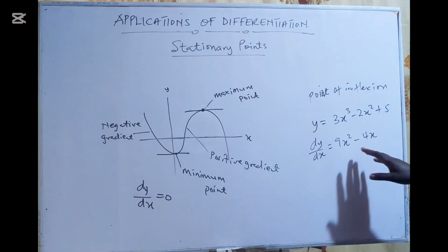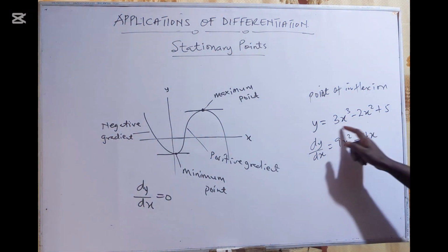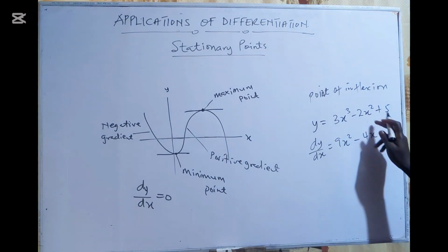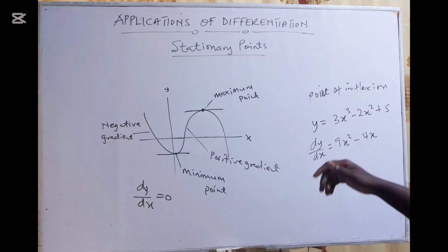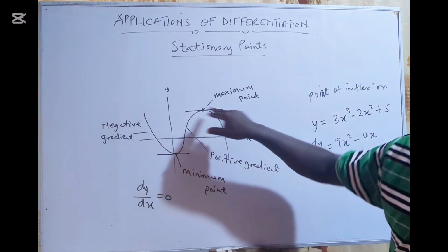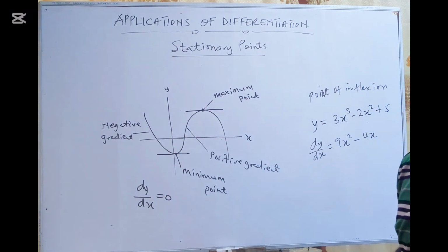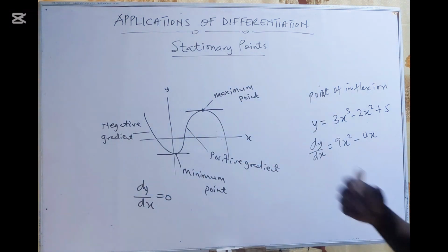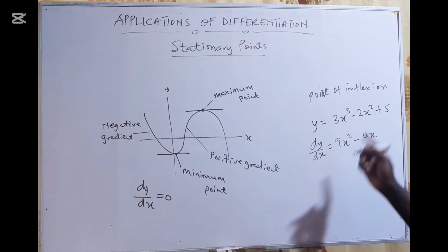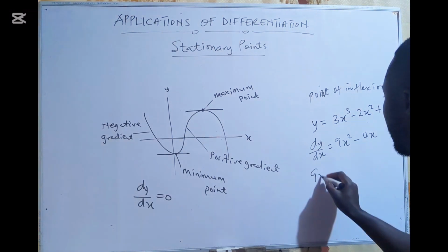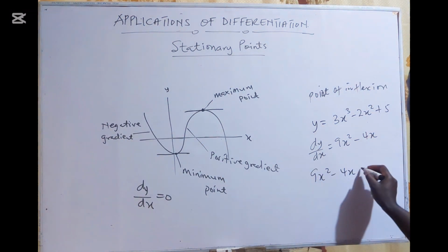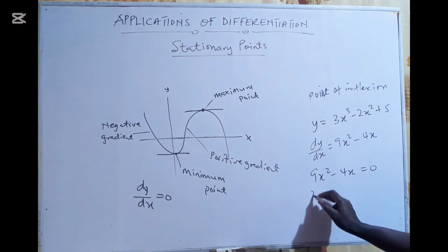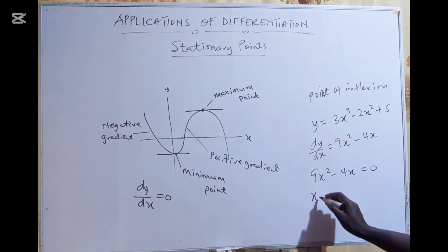Then with this, what we are going to do is solve this particular function here by equating to 0. Because if you want to get the maximum or the minimum point, at that point the gradient of the tangent is 0. It means that when I put the value of x into this function, it will be 0. So it means that 9x squared minus 4x is equal to 0. Then here, what can we do? We factorize x out, then we have what?